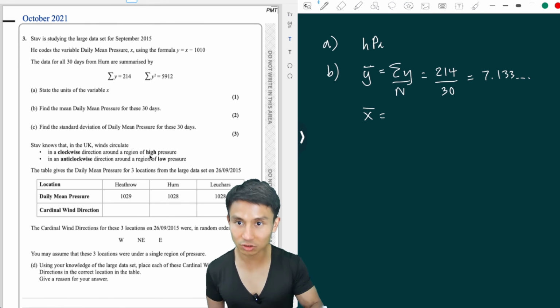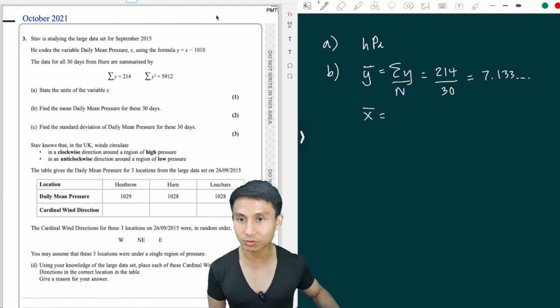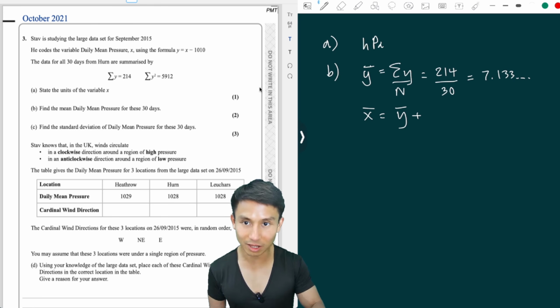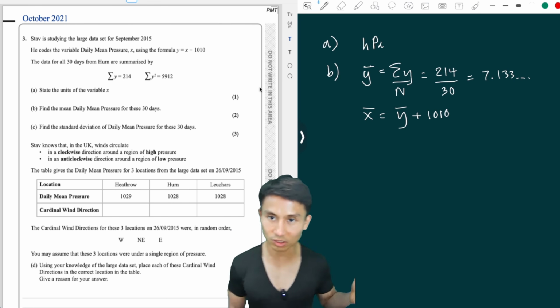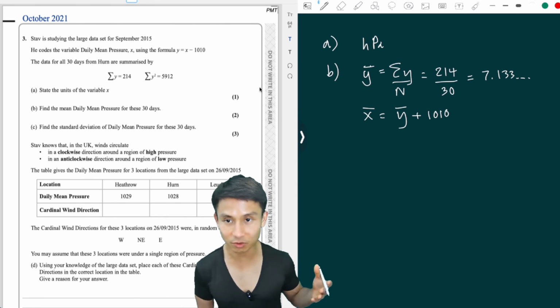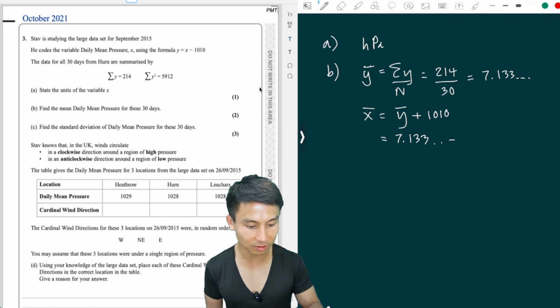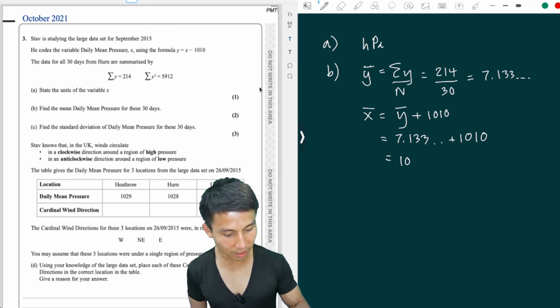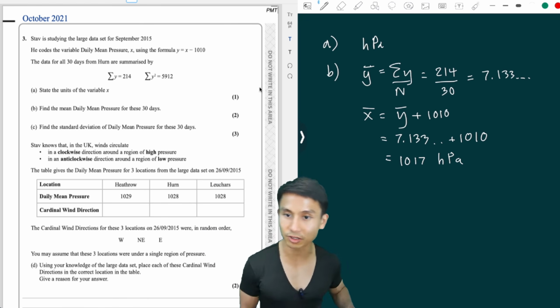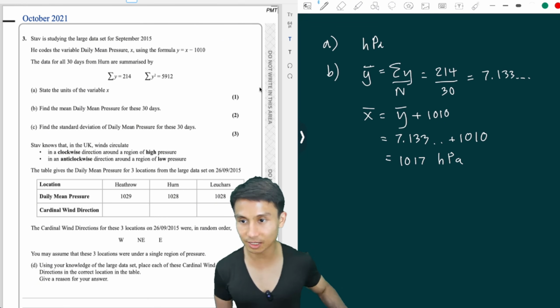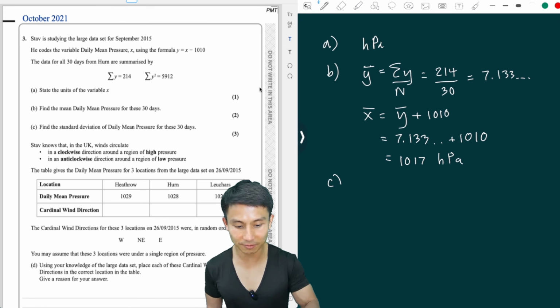Now because we want the x bar, if you rearrange and make x the subject of this coding equation, you're going to get y bar plus 1010. So the coding equation also works for the mean. So that's going to be 7.133... plus 1010, which works out to be 1017 hectopascal for the 30 days. Okay, and that's for B.